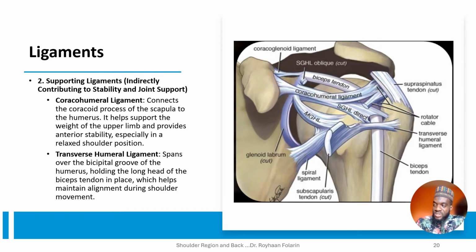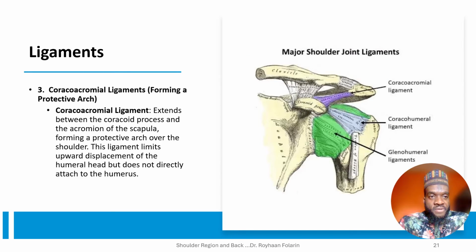Without this contributory and synergistic effort by all these structures, the stability of the shoulder would have been far-fetched. So we have also the coracoacromial ligaments, which run from the coracoid process to the acromion of the same scapula. And this, as you can imagine, running from one part of the scapula to the other, so it just forms an arc. Okay, and this arc is quite protective.